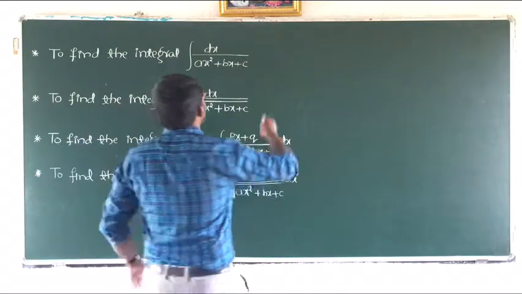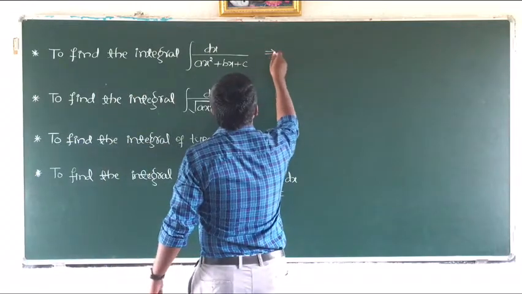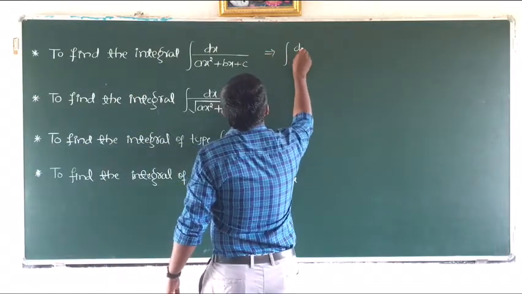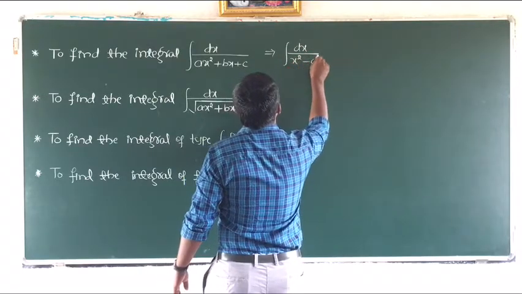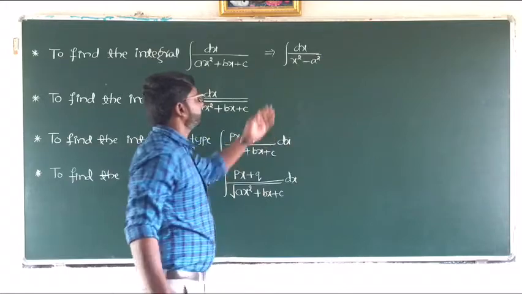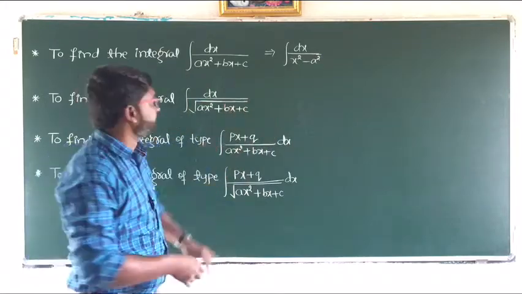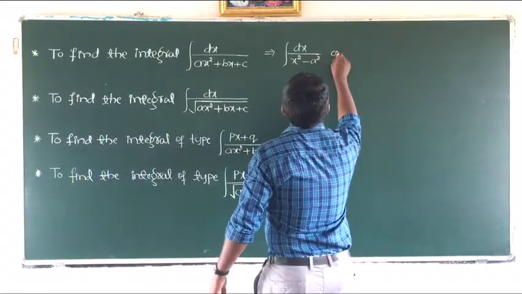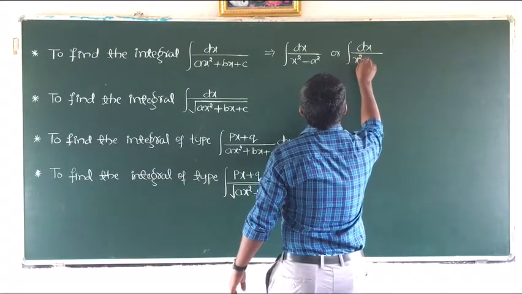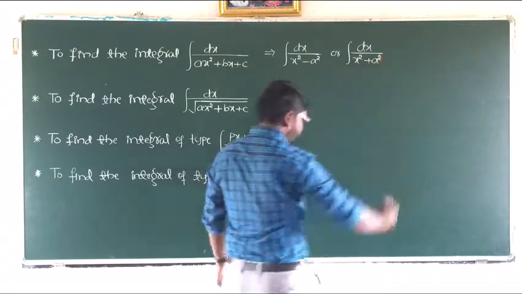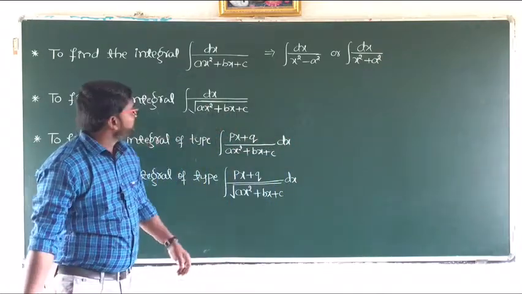So this integral may be reduced to the form of integral dx by x square minus a square. So this is the standard form now. Yesterday we derived this result. Or this may be reduced to the form of integral dx by x square plus a square. So now go for the second one.